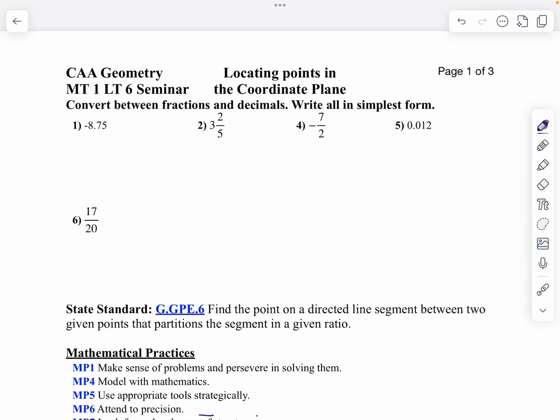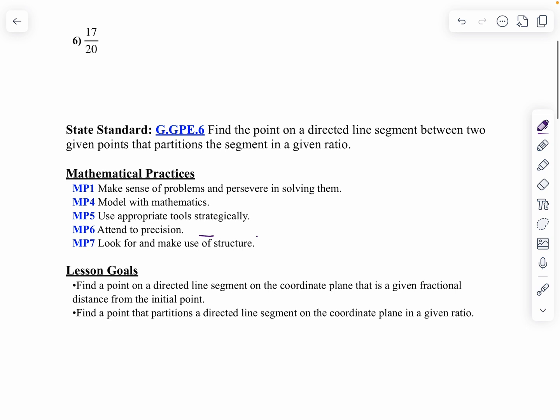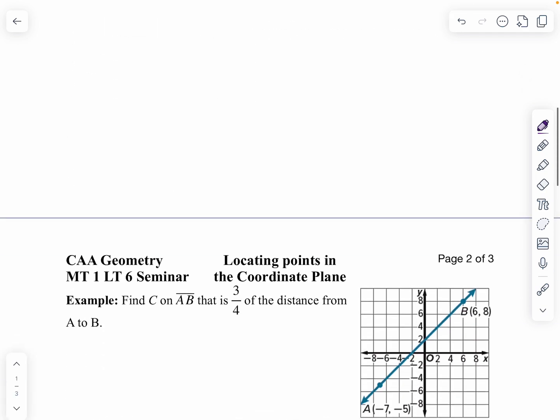Hey, let's look at your MT1 LT6 seminar on locating points in the coordinate plane. You're going to notice that this is very familiar to what we did in the previous lesson, because now instead of one direction, we're just looking at two directions. So I want you to find the point on a directed line segment on the coordinate plane that's given in a fractional distance, and we're going to do it in a ratio also. So pretty much exactly what we did in the last lesson, but we're going to do it twice.